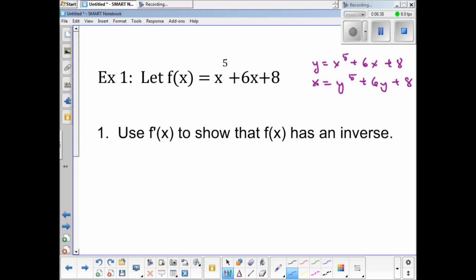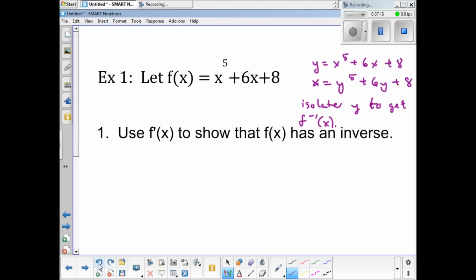Then remember, you were supposed to isolate y so that you could have the inverse. So isolate y to get f inverse of x. Okay, the problem is, quite often you can't really isolate y. I mean, just look at the situation. y to the fifth plus 6y plus 8. How are you planning to isolate y there?